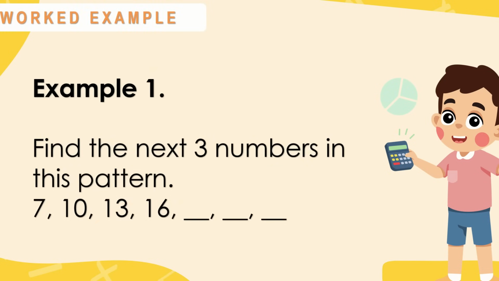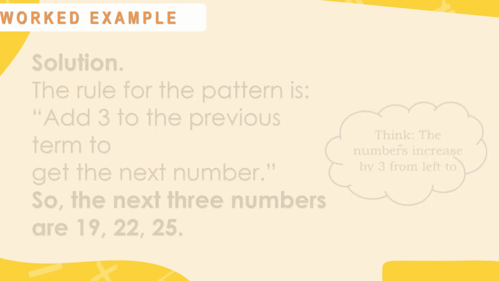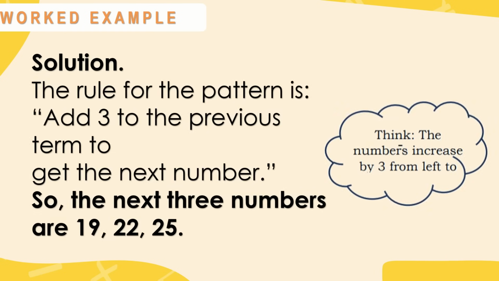Example number 1. Find the next 3 numbers in this pattern: 7, 10, 13, 16. Here is the solution. Think the numbers increase by 3 from left to right. The rule for the pattern is add 3 to the previous term to get the next number. So the next 3 numbers are 19, 22, and 25.